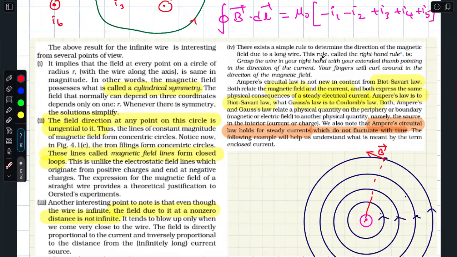All these things I've already taught you. NCERT important points, that's what I took. Ampere's circuital law is not new in content from Biot-Savart's law. I can reframe the statement in a different way. Gauss's law is not new in content from Coulomb's law. Where there is Coulomb's law there, here it is Biot-Savart's law; where there is Gauss's law there, here it is Ampere's law. Right.